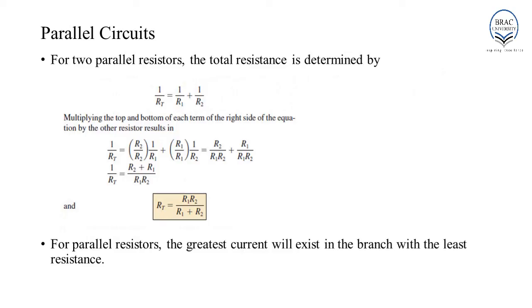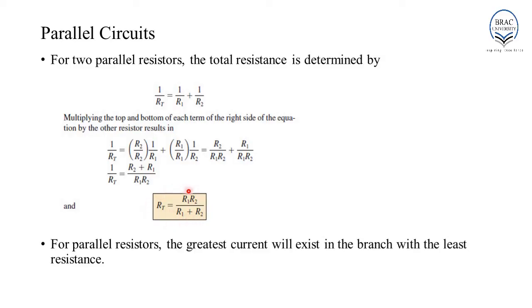Parallel circuits. Well, as I have mentioned earlier, any two elements, if they have two common nodes between them, then those two elements are considered to be connected in parallel. When two resistors are connected in parallel, their total resistance is determined by the formula 1 by RT equals 1 by R1 plus 1 by R2. Rearranging the terms, we'll get RT, that is the total resistance, equals R1 R2 divided by R1 plus R2.